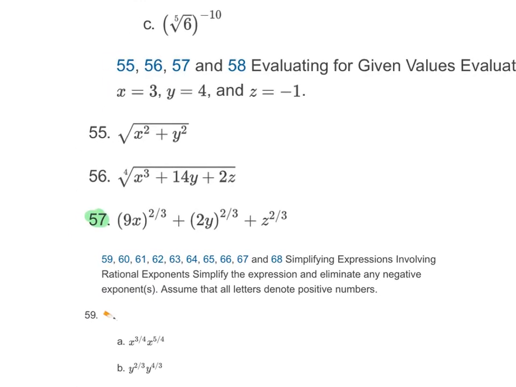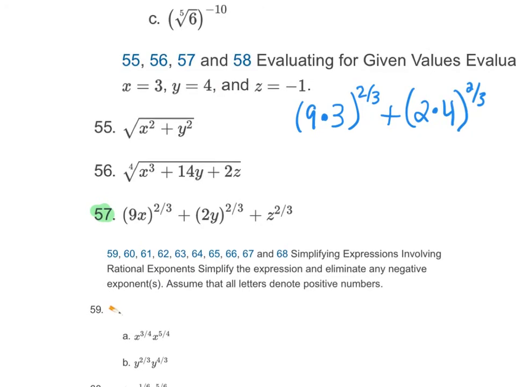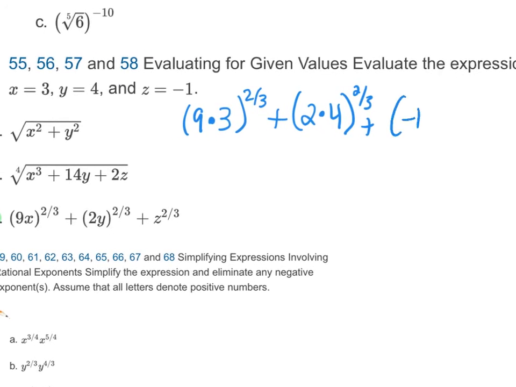All right, this one is not as difficult as it appears. They're telling you to evaluate this with the given values. So the first step, I'm going to work this out in steps: 9 times, they told me x is 3, and that's to the 2/3 power, plus 2 times y, which is 4, to the 2/3 power. And then plus z, which is -1, to the 2/3 power. Does everybody see where I got those numbers from?